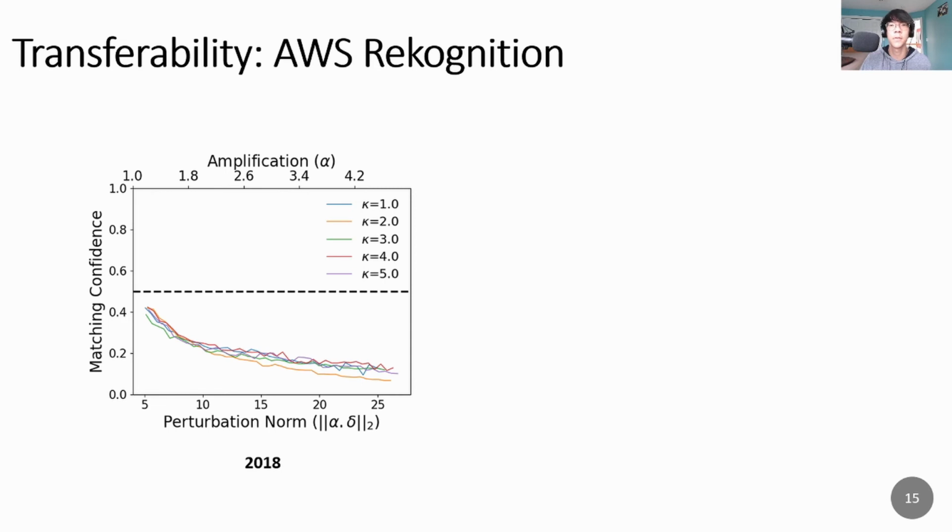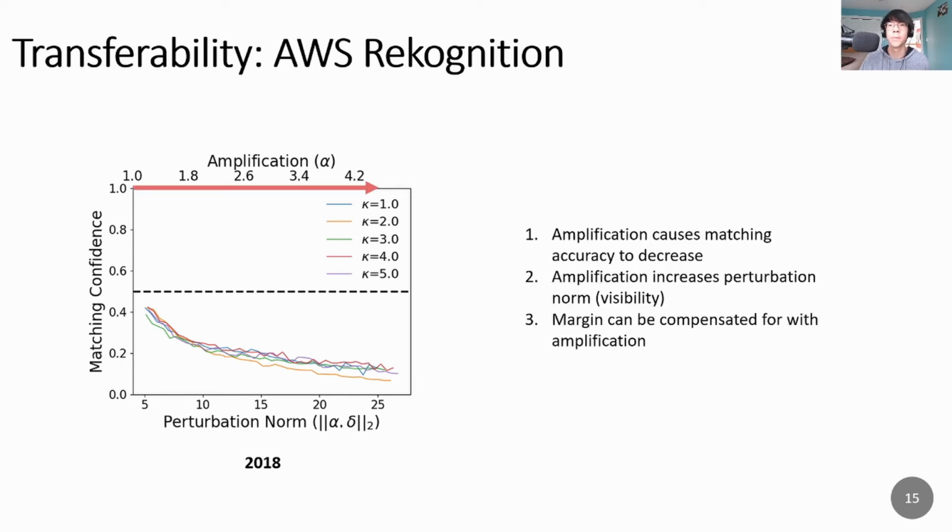From this study carried out in 2018 on the AWS Rekognition service, notice that the general trend is that increasing amplification causes the perturbation norm to be larger, and as a result, the matching confidence of the service provider decreases below the 50% mark, indicating a successful transferability. We also observed that increasing the margin does not have as prominent an effect as increasing the amplification. Also, amplification is done as a post-processing step and is not on the critical path.